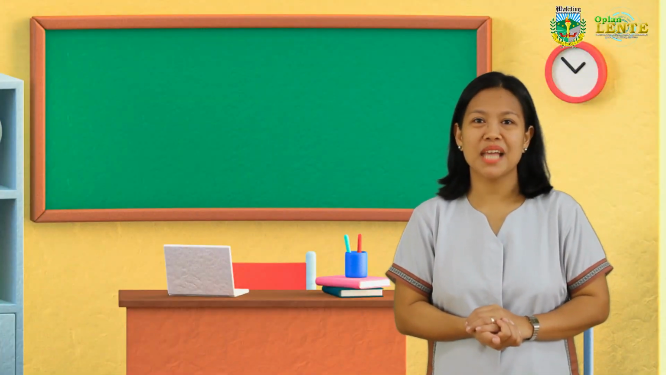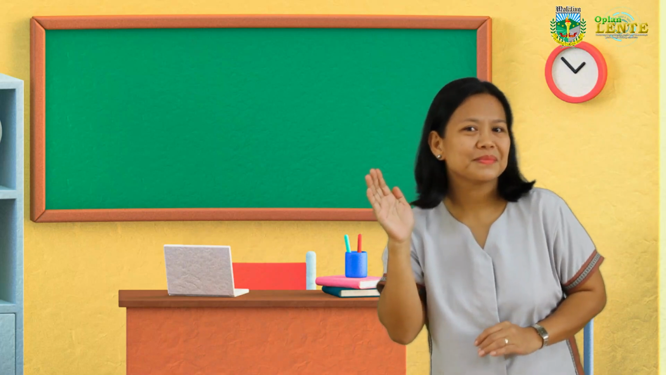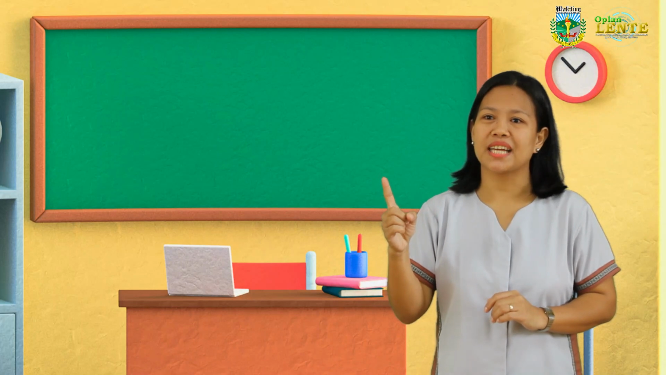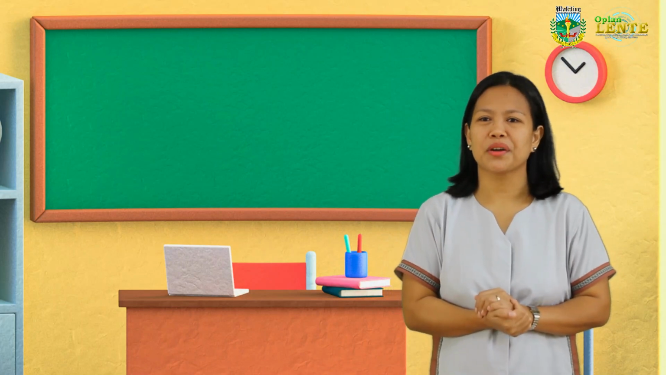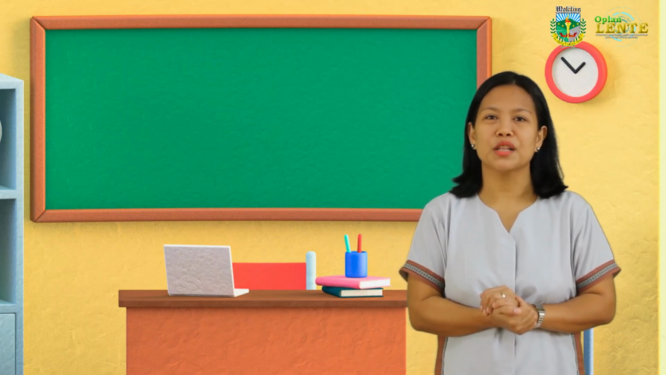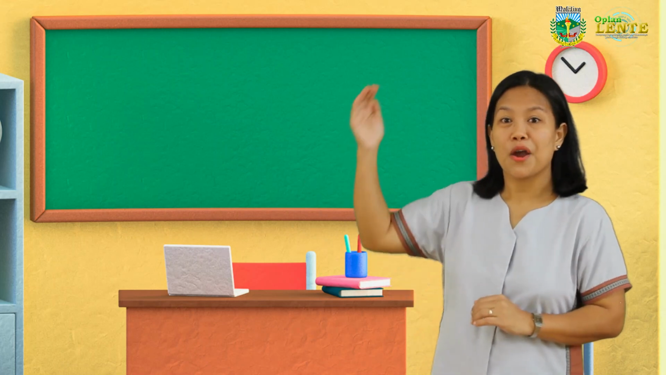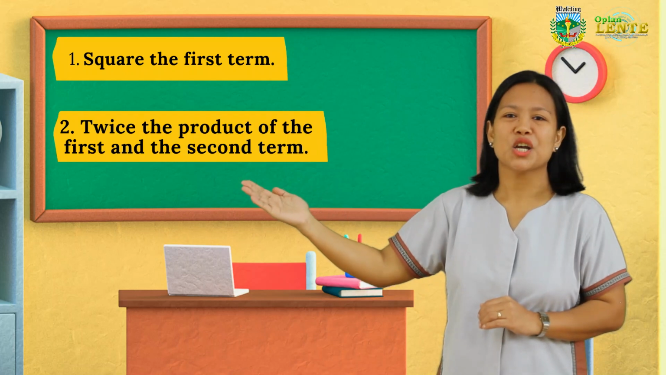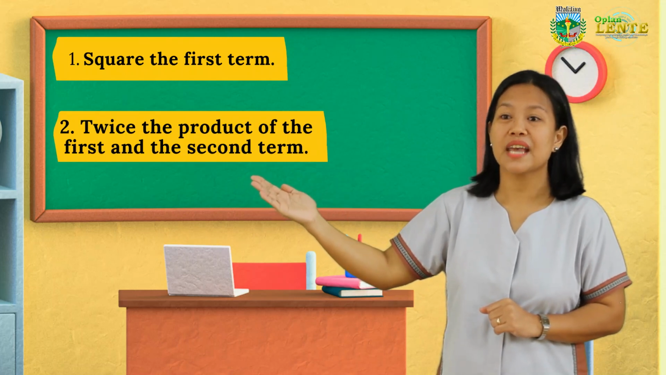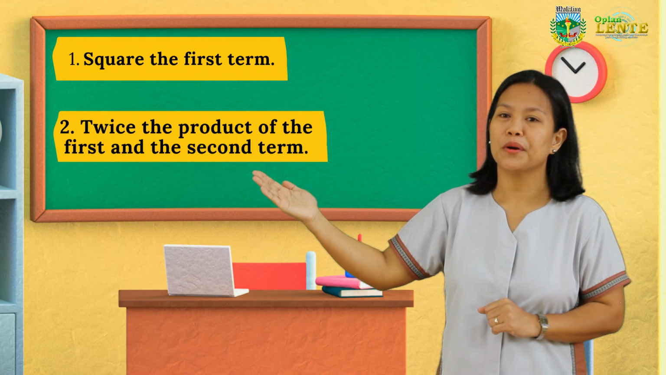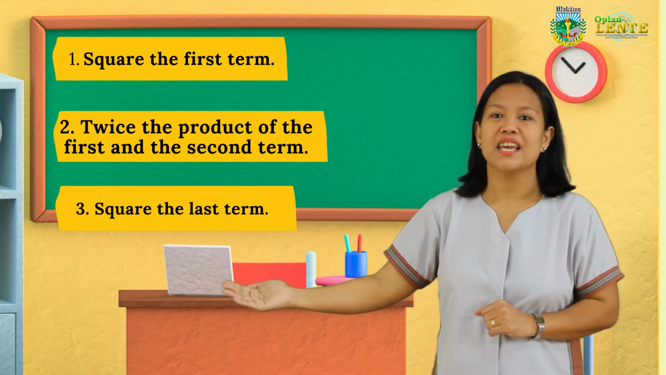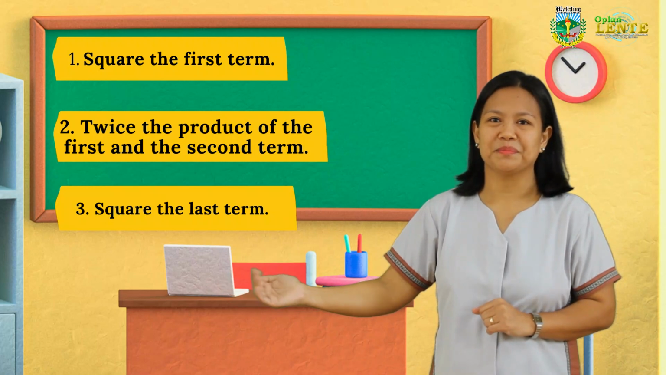What have we learned today? To wrap up our lesson for today, don't forget that in order for you to find the square of a binomial, you need to follow these steps. First, square the first term. Next, take twice the product of the first and the second term. Use the same operation sign as the one between the two terms. And lastly, square the last term.